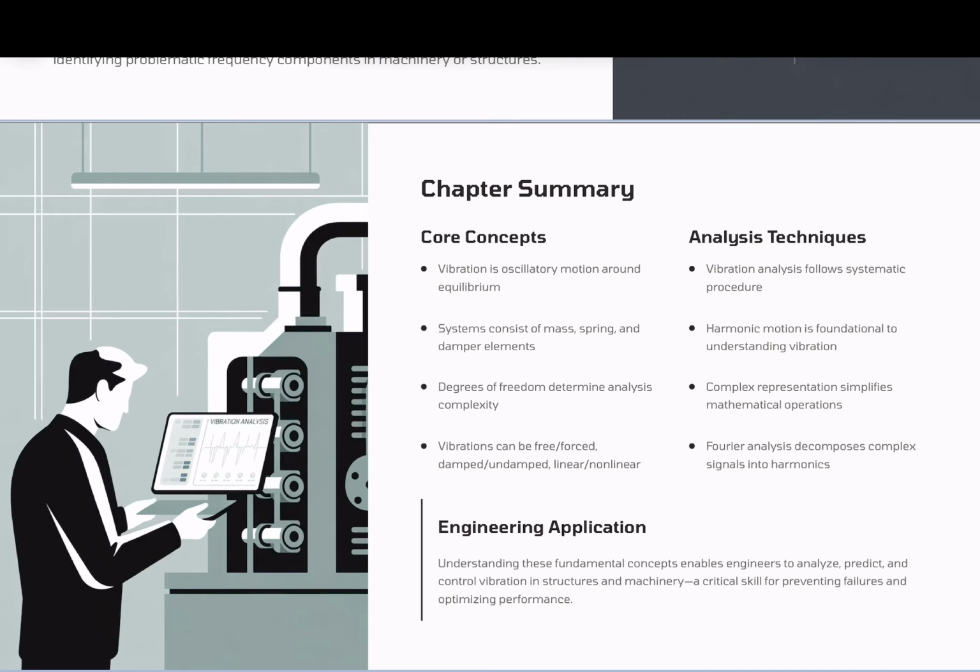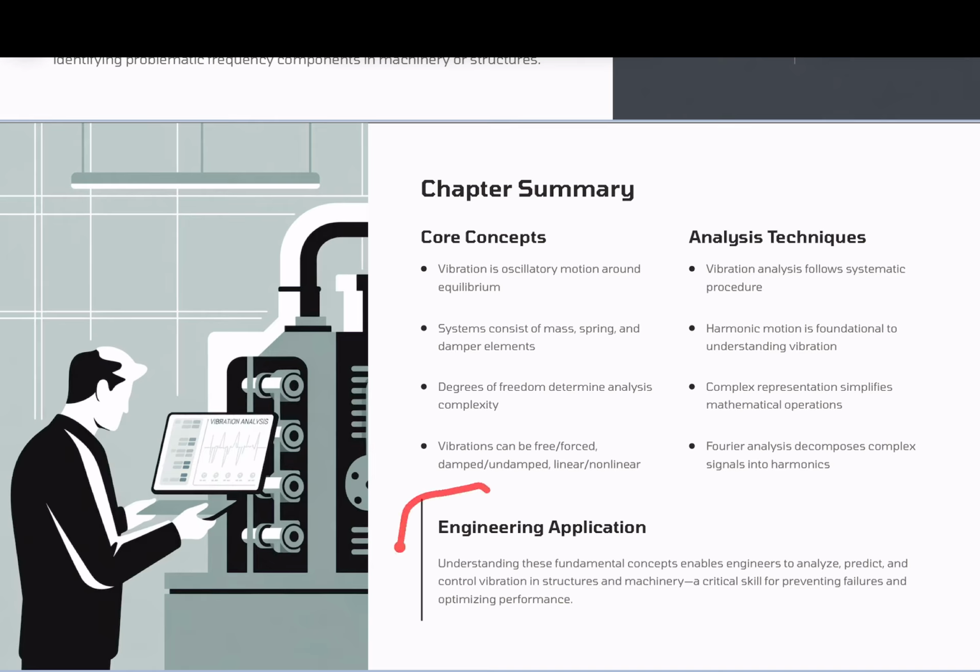Okay. Second, the analysis techniques. We saw that vibration analysis follows a systematic procedure: model the system, derive the equations, solve them, interpret the results, and then apply them to design and maintenance. We also learned that harmonic motion is the foundation for understanding vibration. Also using complex representations makes the math much easier. And with Fourier analysis, we can break down complex signals into harmonic components for easier study.